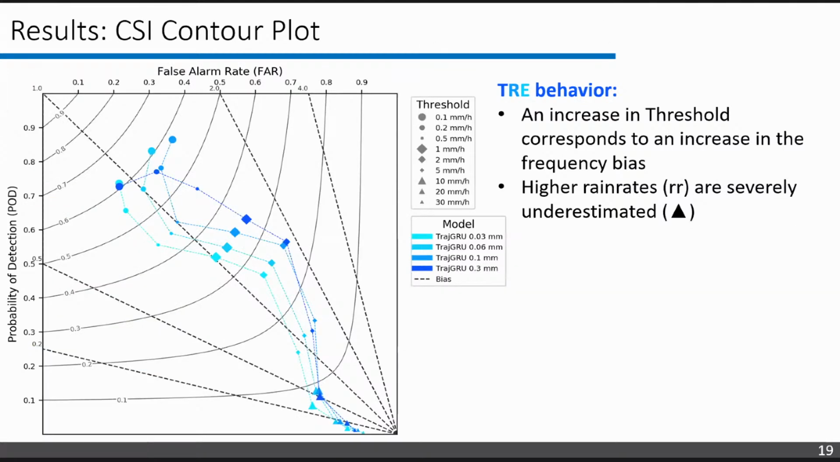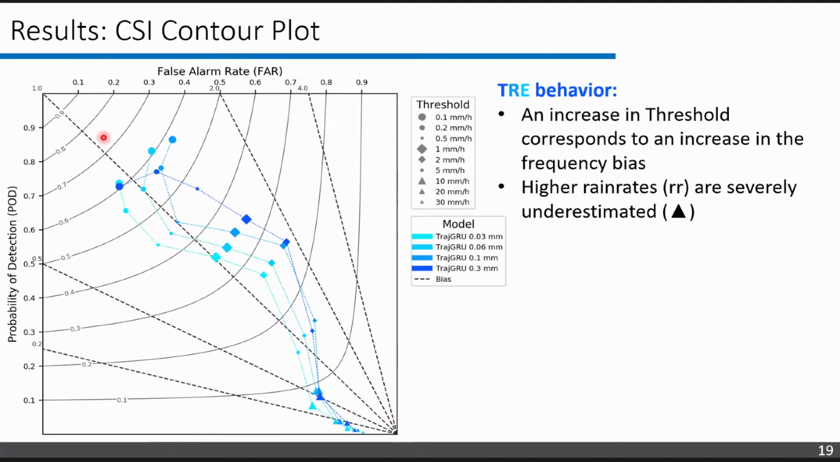Okay, so if you look at this plot, this is the CSI contour plot. It's a plot that puts together 4 different measures that you can compute on this kind of problem. You have the critical success index, which is represented by these contour lines. On the y-axis, you have the probability of detection. And on the x-axis, you have the false alarm rate, so the ratio of false alarms. And then you have these diagonal lines here.